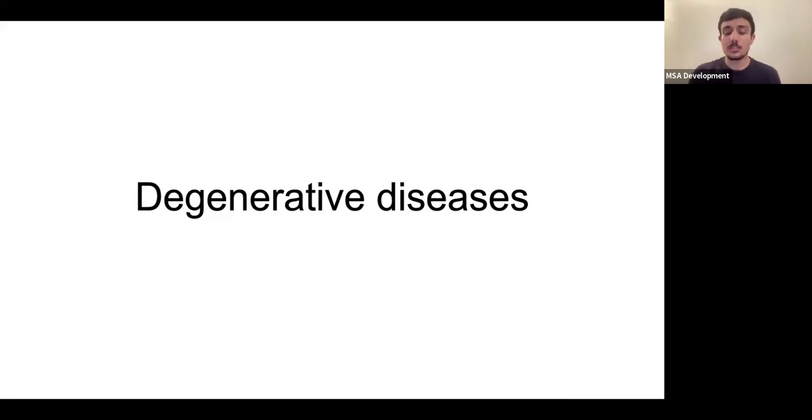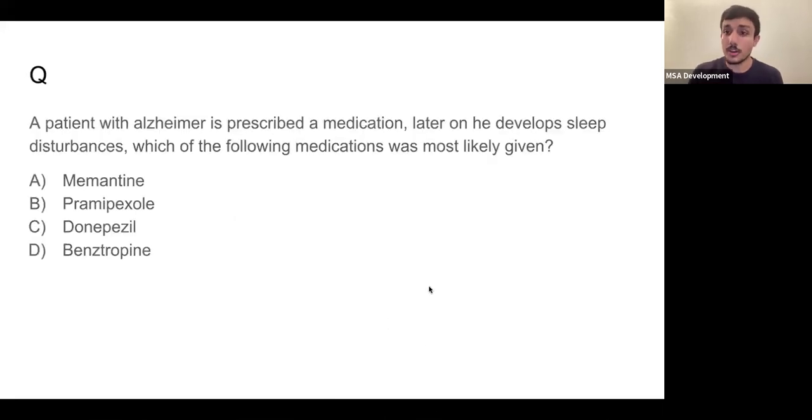Now, degenerative diseases. You have two types, which are Alzheimer and Parkinson. Okay, let's start with Alzheimer. Okay, so Alzheimer's, someone was given a medication and he has sleep disturbances. Now, Alzheimer, what are the medications that are most commonly given? Donepezil, galantamine, rivastigmine. It's not a mnemonic, I guess, but it's just a saying. Okay? These three drugs are the ones that are given.